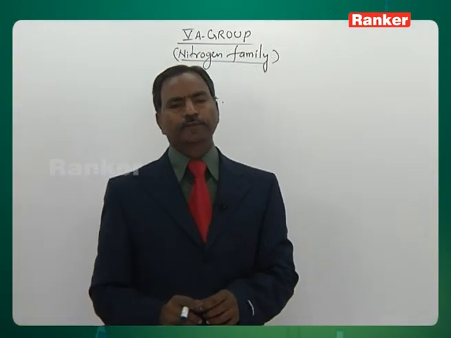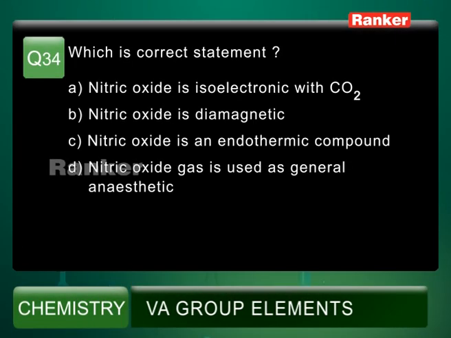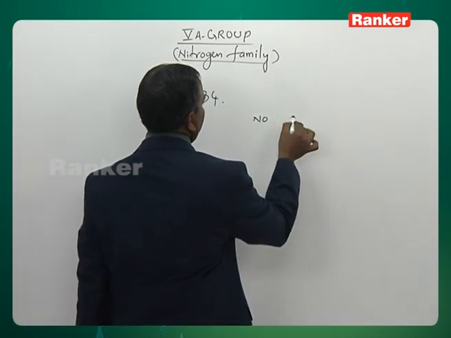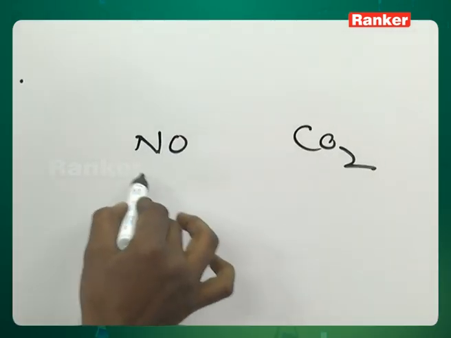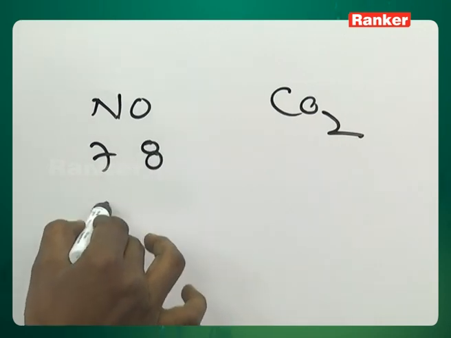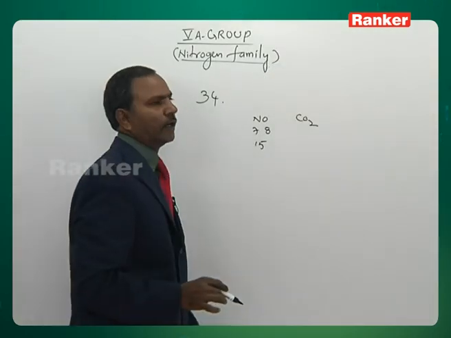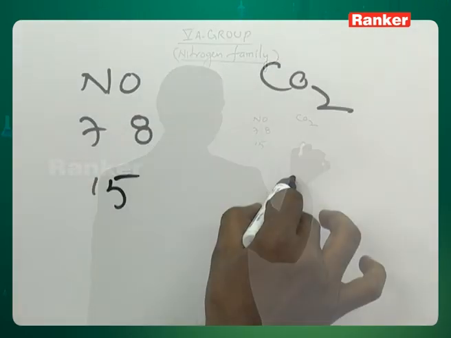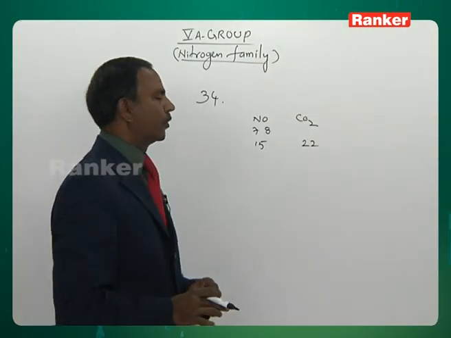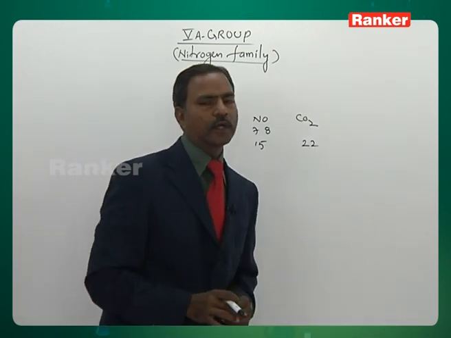Question number 34, which is the correct statement? Among the given statements, let us see which is the correct one. A. Nitric oxide is isoelectronic with CO2. Nitric oxide is carrying a total of 7 plus 8 electrons, totally coming to be 15. But CO2 is carrying a total of 22 valence electrons. Both are not isoelectronic.